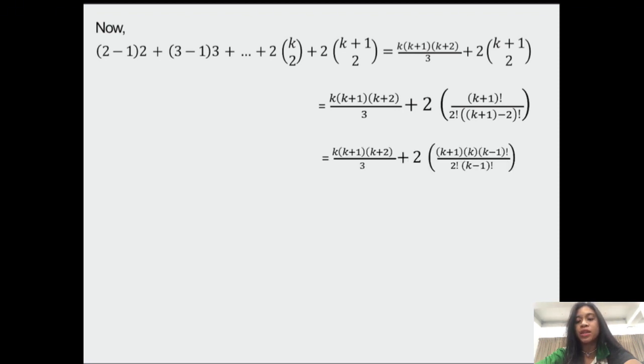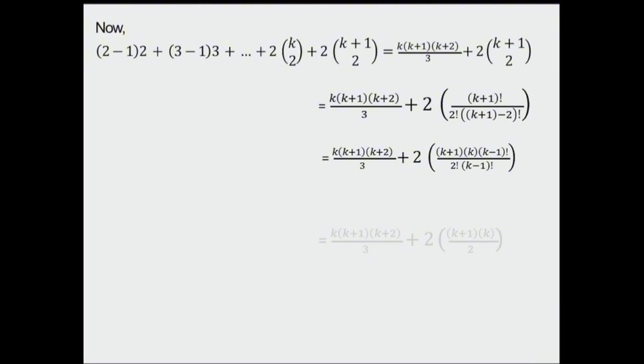Since (k plus 1 taken 2) is in combination notation, we must use the combination formula, which is n factorial over k factorial times (n minus k) factorial. So we have (k plus 1) factorial over 2 factorial times (k plus 1 minus 2) factorial. To simplify, we have k times (k plus 1) times (k plus 2) all over 3 plus 2 times, getting the factorial of k plus 1, which is (k plus 1) times k times (k minus 1) factorial over 2 factorial times (k minus 1) factorial.